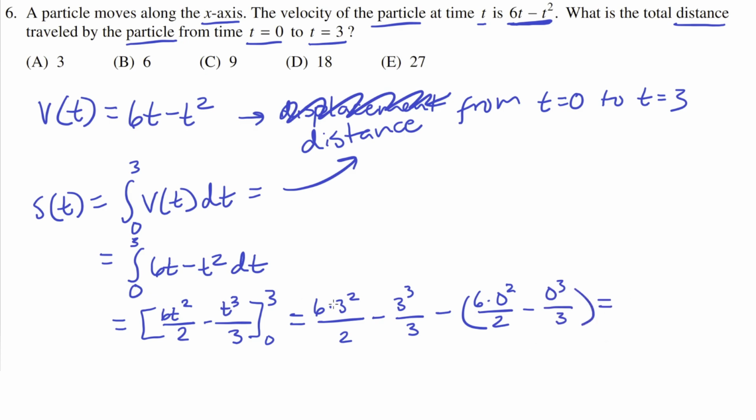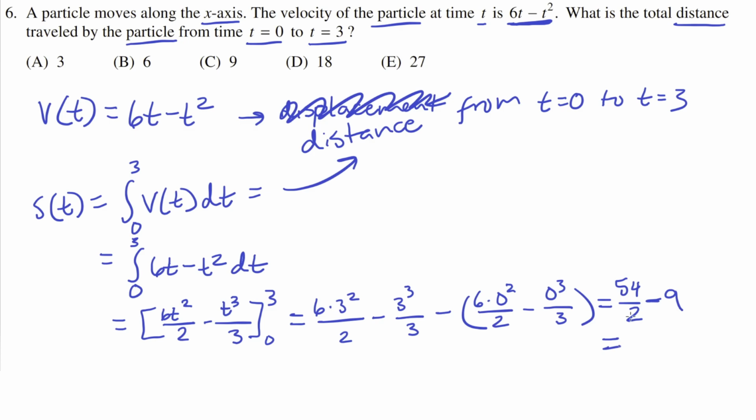So let's evaluate this. 3 times 3 is 9, so 9 times 6 is 54 over 2. And then we're going to subtract 3 cubed, which is 27 divided by 3, which is equal to 9. And then we see that these terms cancel out to 0, because 0 squared is just 0, and anything multiplied or divided by 0 is 0, and the same with this term here. So we're just going to be subtracting 0, so no change.